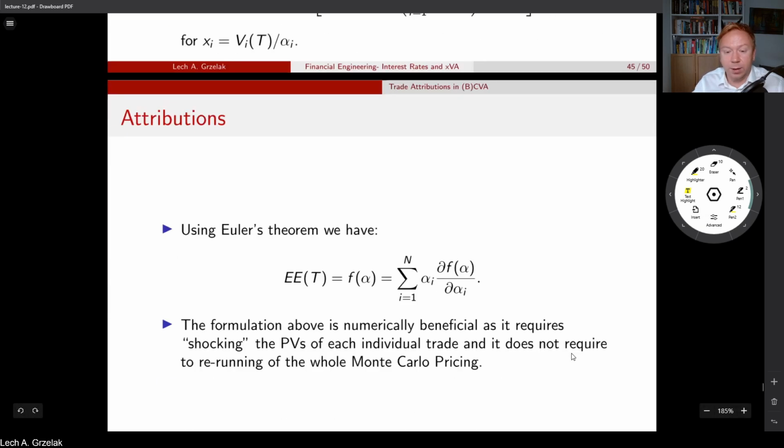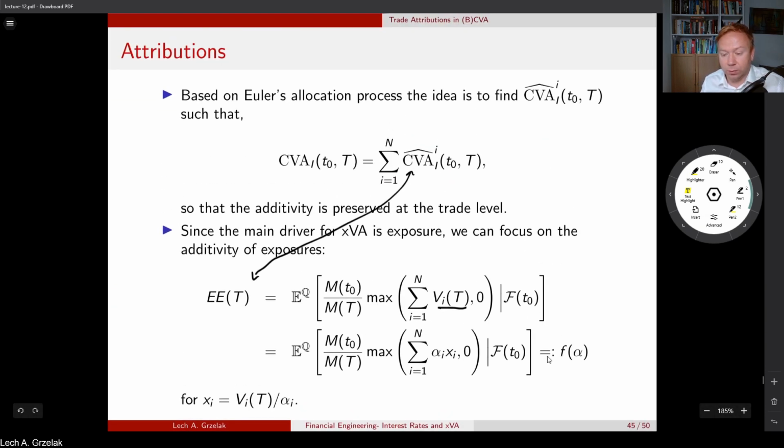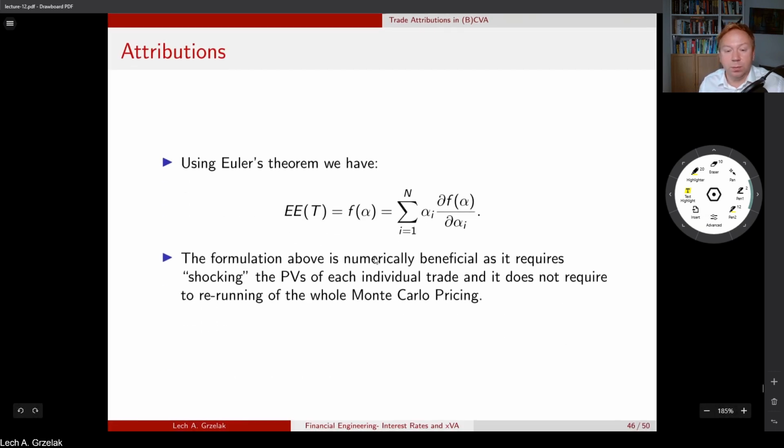And now the next step would be to express these expected exposures as f of alpha, because this is what we said here. So this is the equal sign. This will be a summation of all the alpha_i's, and then we have this derivative of each individual discounted exposure with respect to alpha.